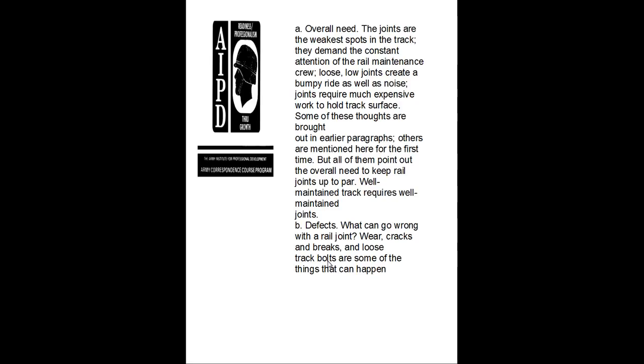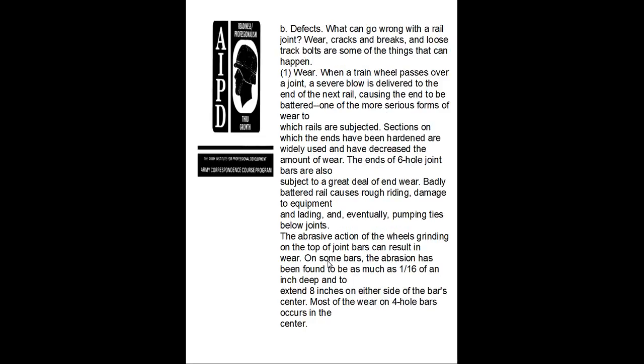Defects. What can go wrong with a rail joint? Wear, cracks, breaks, and loose track bolts are some of the things that can happen. When the train wheels pass over a joint, a severe blow is delivered to the end of the next rail, causing the end to be battered. This is one of the more serious forms of wear to which rails are subjected.